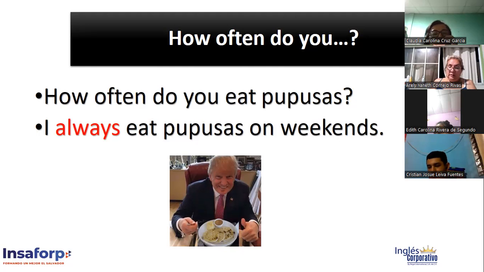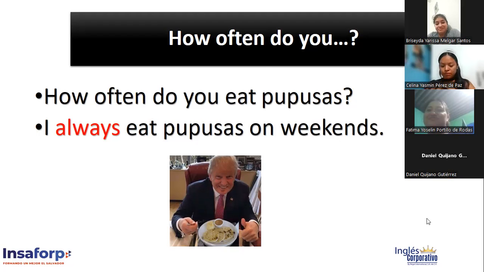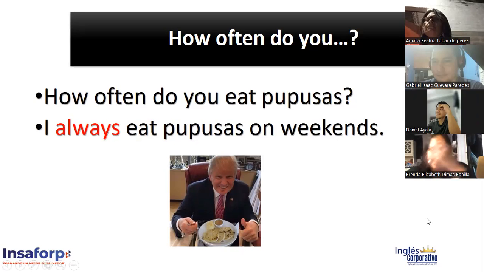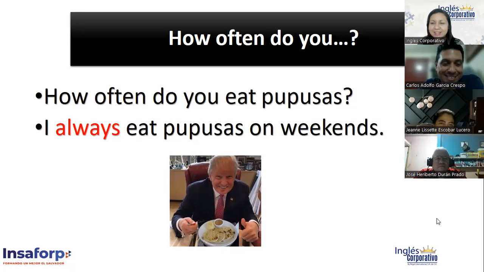You can say, I never eat pupusas, teacher. I don't like pupusas. Or I sometimes eat pupusas in the morning for breakfast. But please give me an answer. I always eat pupusas on weekends, specifically on Saturday in the morning and in the evening. On Saturday morning and Saturday evening, 2 or 3 pupusas, very delicious. I love pupusas. Yes, I love pupusas too, Carlos, thank you.